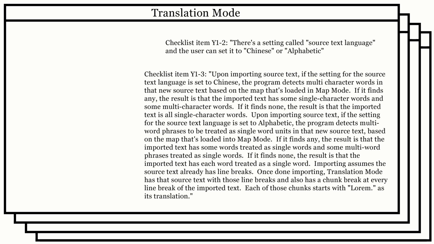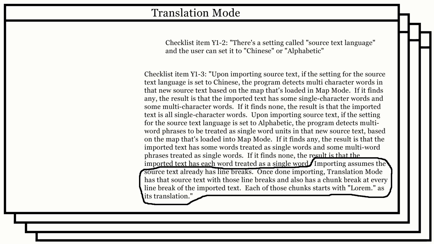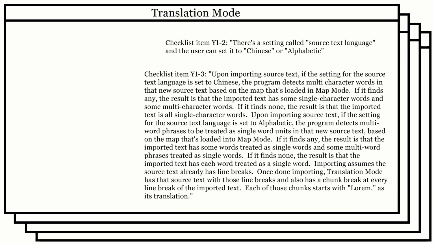Importing assumes the source text already has line breaks. Once done importing, translation mode has that source text with those line breaks and also has a chunk break at every line break of the imported text. Each of those chunks starts with lorem as its translation. Okay, that stuff about lines and chunks, we saw it already. Let's talk about that stuff about word units.